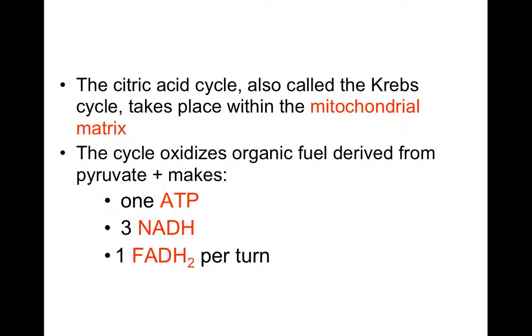The citric acid cycle occurs within this mitochondrial matrix. The cycle will oxidize the organic fuel derived from pyruvate, which is the acetyl-CoA, and during one turn will make 1 ATP, 3 NADH molecules, and 1 FADH2 molecule per turn.